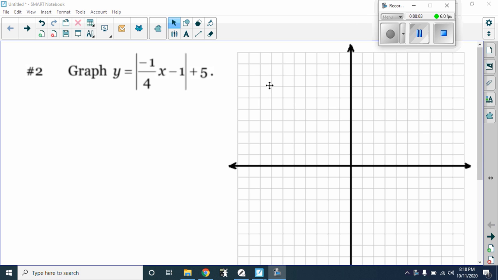This is extra practice number 2. It asks us to graph this absolute value function. There's 2 different ways you could do this. The faster way is to rewrite it so that it's in standard form so we can translate.